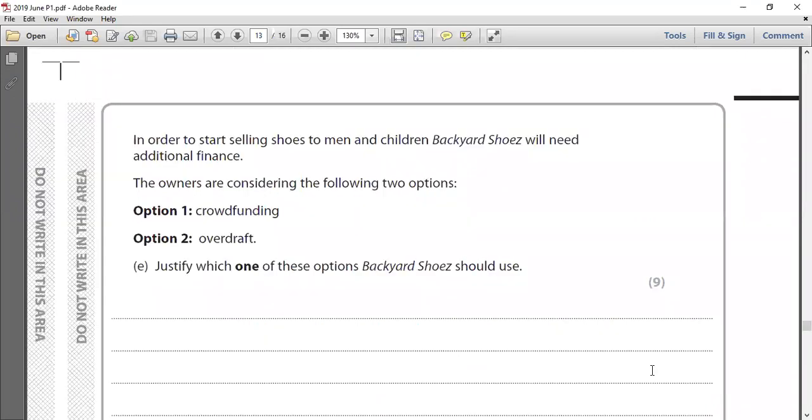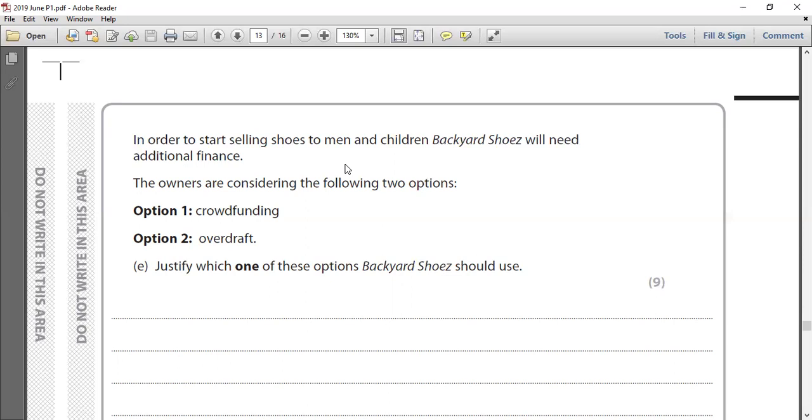In order to start selling shoes to men and children, Backyard Shoez will need additional finance. Owners are considering the following 2 options. Option 1, crowdfunding. Option 2, overdraft. You can see that both of these are external sources of financing. Crowdfunding is external long term, and overdraft is external short term. The objective of this business is to develop a new product range for men and children, so they need to collect the additional finance.